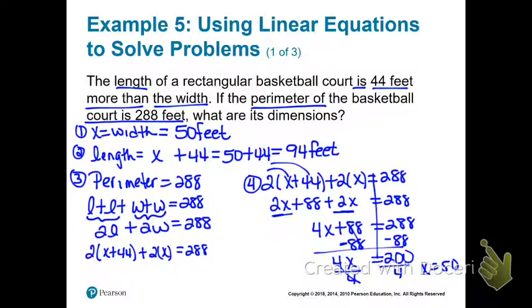And so we can check that within our problem. It says the length is 44 feet more than the width. So is 94 44 more than 50? Yes. Is the perimeter going to be 288? Well, if I take 50 plus 50 plus 94 plus 94, I will get 288. So here are my solutions.